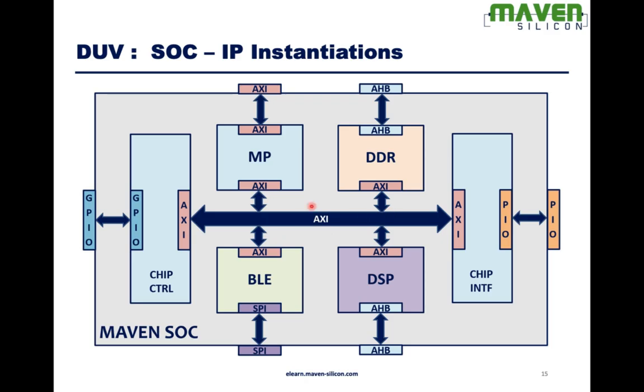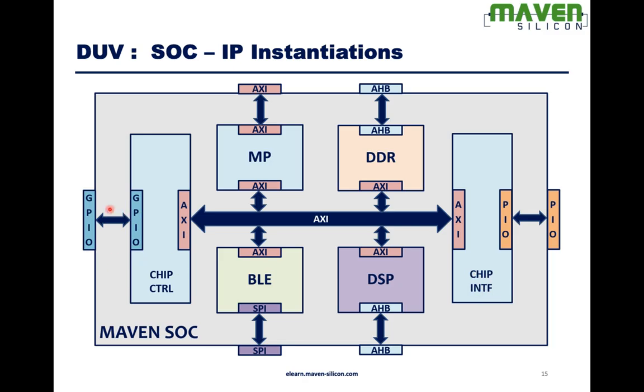All right. So here there is an on-chip bus AXI, and this is how we connect all the IPs inside. There are 4 IPs mainly. One is the microprocessor, the other one is DDR, the other one is DSP, and the other one is the Bluetooth Low Energy IP, and all the IPs will be connected through the AXI bus. Also, the chip has two more modules. One is chip control, the other one is chip interface.